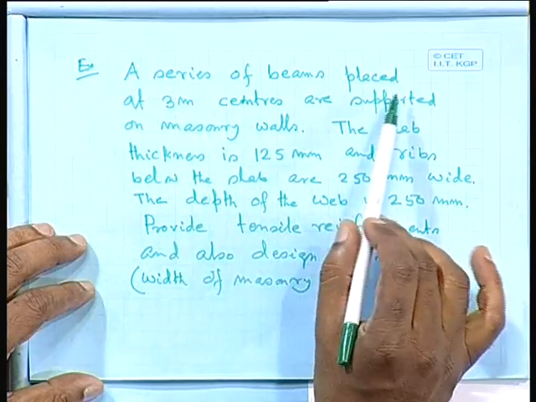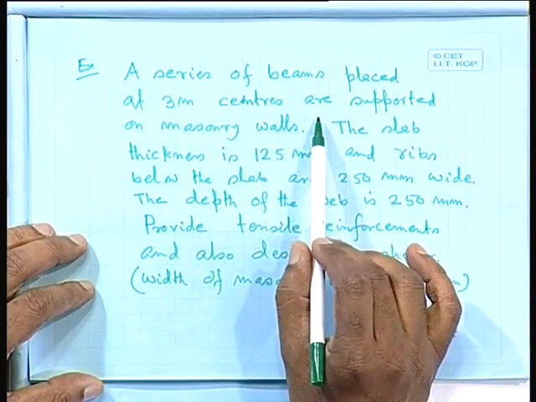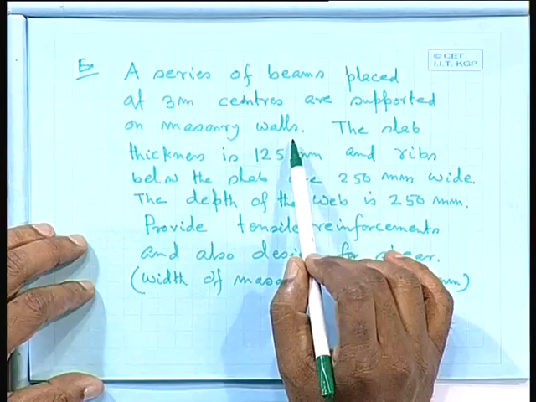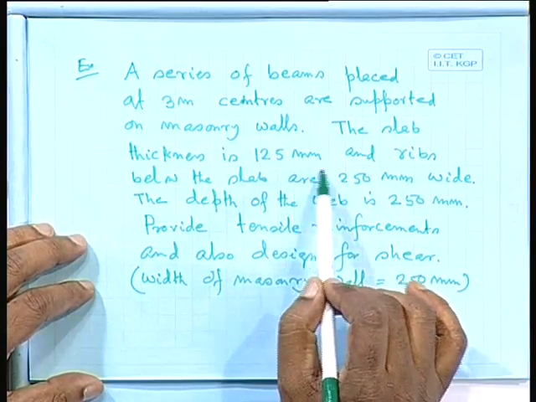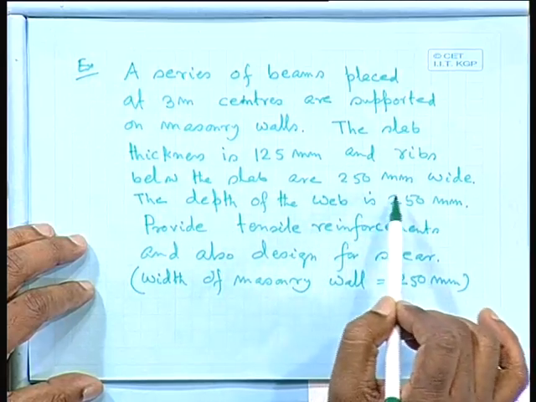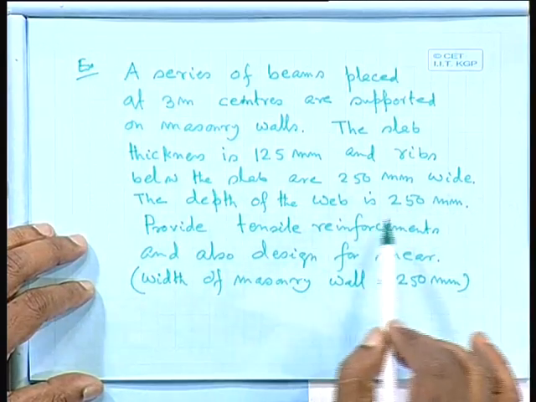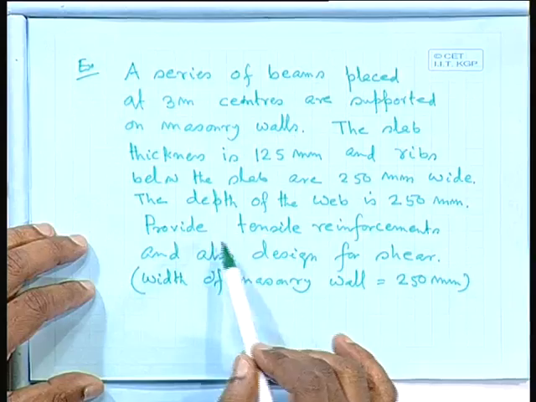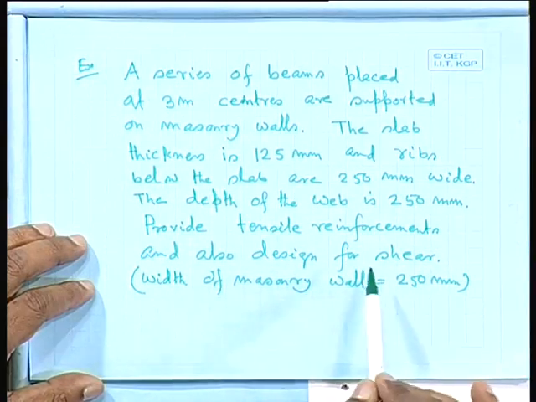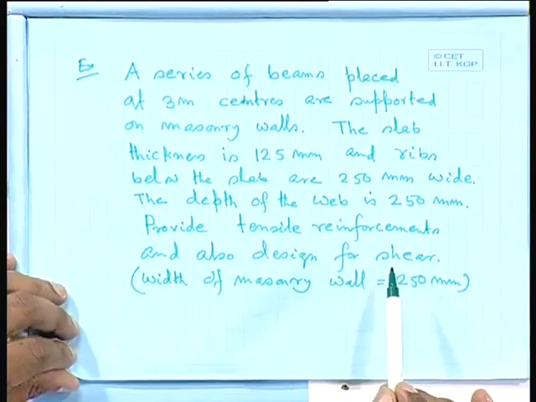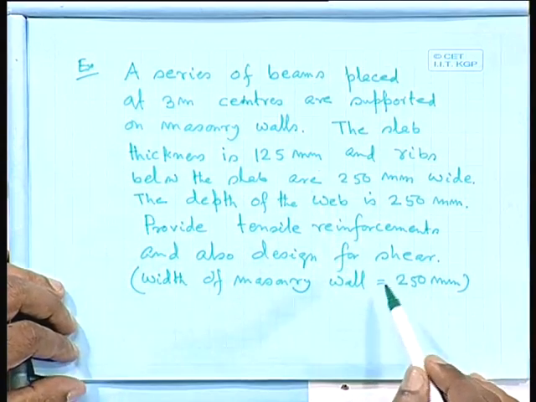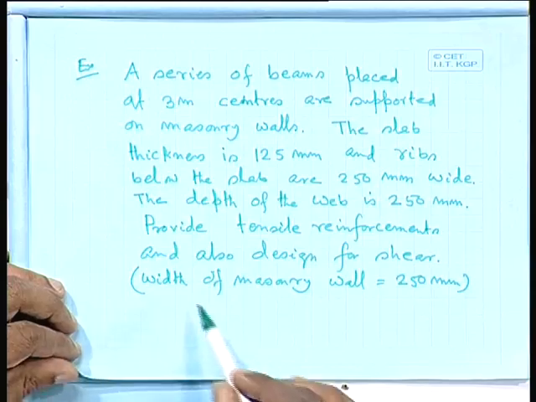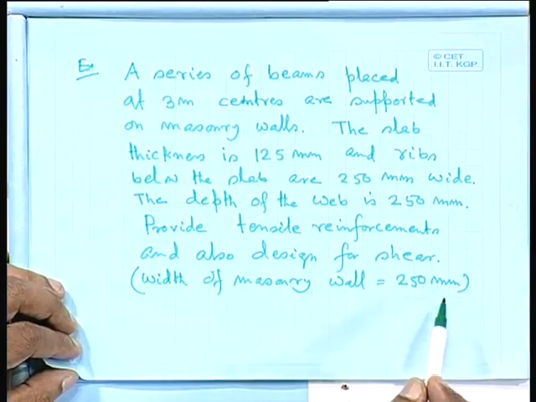A series of beams placed at 3 meter centers are supported on masonry walls, which we have already shown. The slab thickness is 125 millimeter and ribs below the slab are 250 millimeter wide. The depth of the web is 250 millimeter. Provide tensile reinforcements and also design for shear, because we do not want to do it separately for flexure and shear; we want to do the same problem for flexure as well as shear. And the width of the masonry wall is 250 millimeter, that we have done.